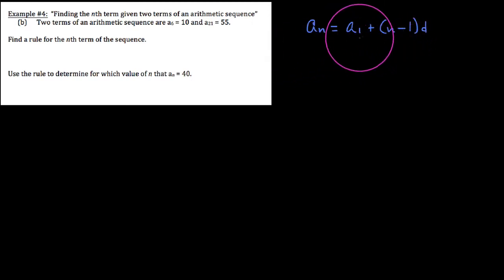Okay, so the key things to mention here are the two things we need to write the rule happen to be the first term and the common difference. And so when we're not given these, the question is, what is it that we can do about it? Okay, so let's look at this situation here.